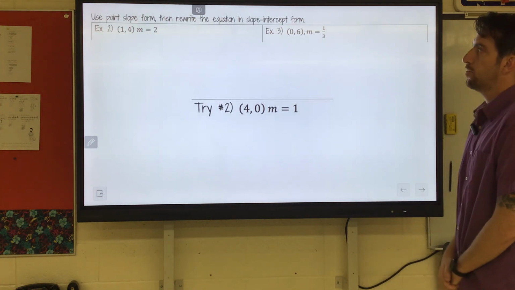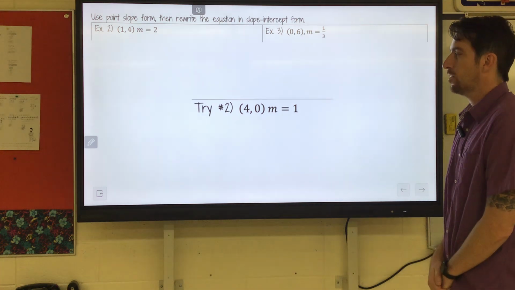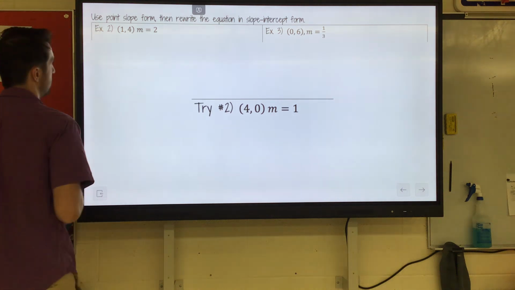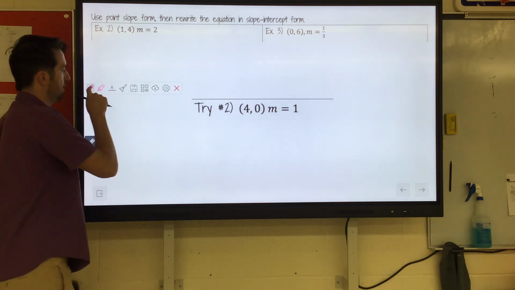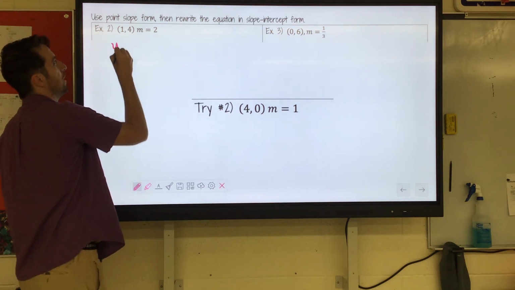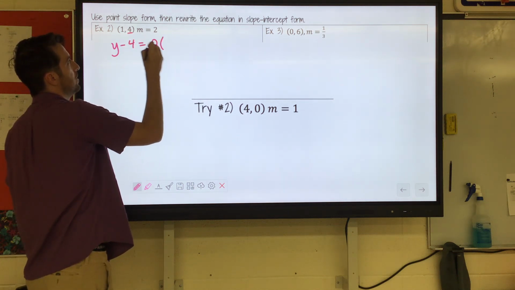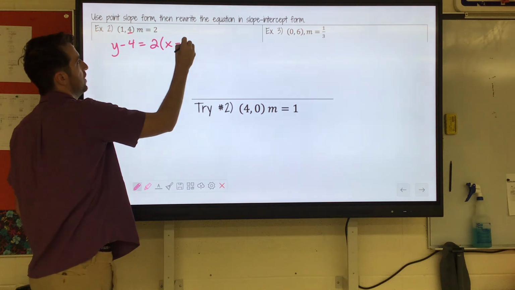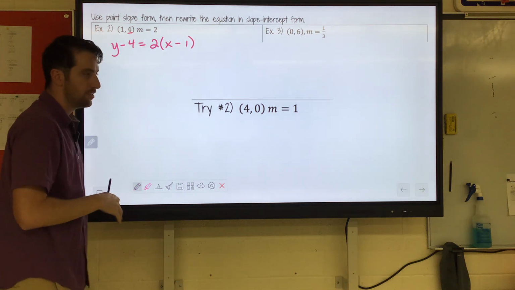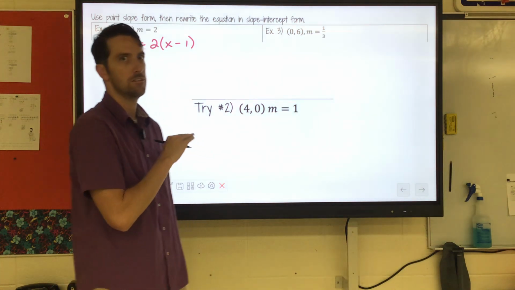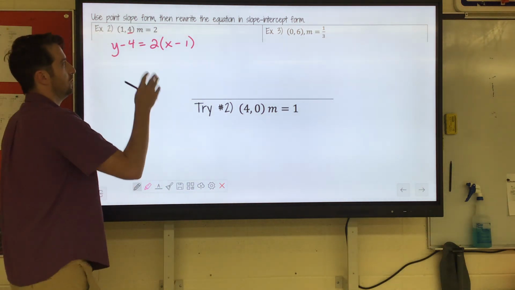Use the point slope form, then rewrite the equation in slope-intercept form. Ooh, this is where it gets fun, folks. So if we were to rewrite example 2 here in point slope form, that'd be y minus our y coordinate, which is the 4, equals m times x minus our x coordinate, and the x coordinate is 1. This is a vital skill once we get to like parallel and perpendicular lines. This is very helpful. So you're always going to do the same steps.